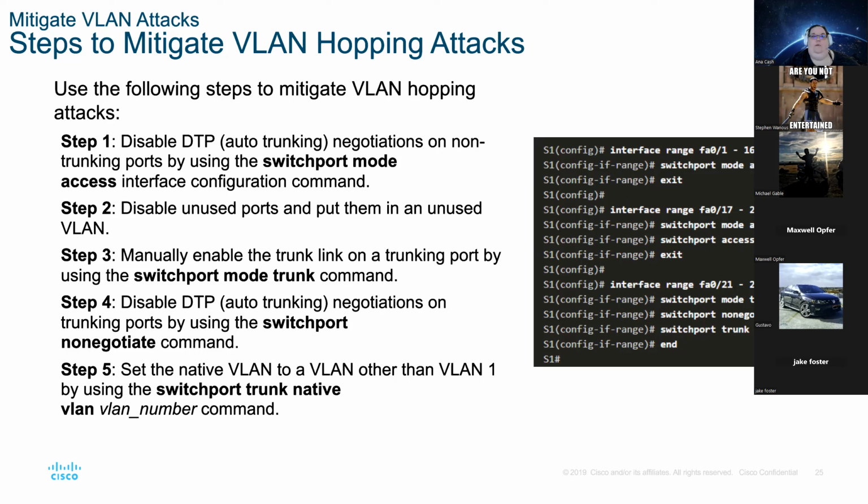So disable your unused ports and put them in an unused VLAN. Manually enable the trunk link on a trunking port by using the switchport mode trunk command. Disable DTP, which is your auto trunking, negotiations on trunking ports by using the switchport nonegotiate command. Set the native VLAN to a VLAN other than VLAN 1 by using the switchport trunk native vlan and then the number command. And you can see all that over in that example on the right.